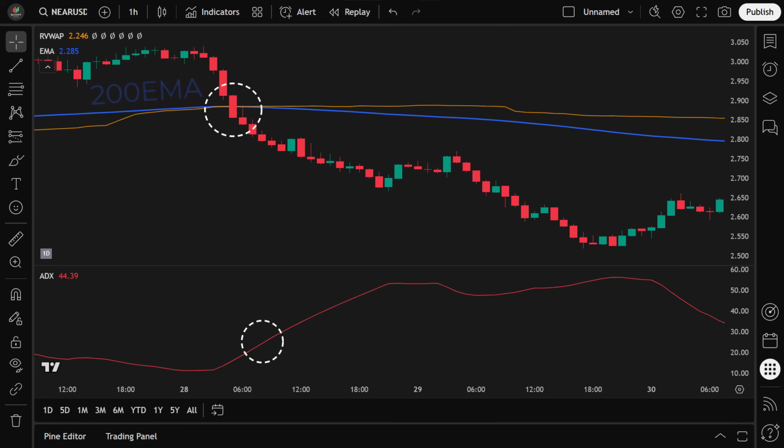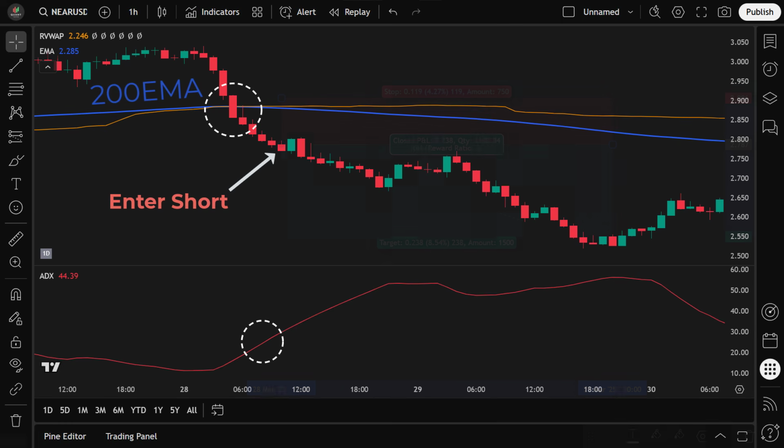3. The price is below the 200 EMA. This shows that the overall market trend is bearish, and we're trading in the direction of the larger trend. Once all of these conditions are met, we enter the short trade on the next candle.